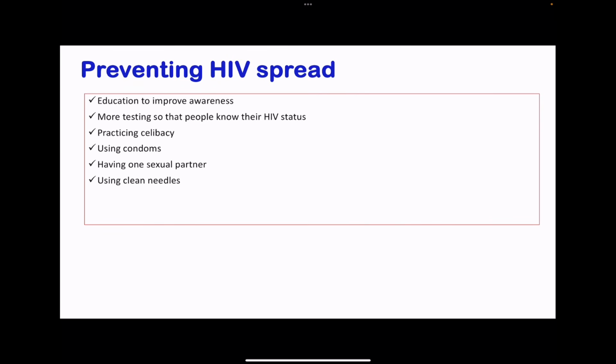HIV can be prevented by education to improve awareness. We could do more testing so that people can know their HIV status. People could practice celibacy, meaning not involving in any sexual intercourse, or they could use condoms. You could also do that by having one sexual partner or using clean needles for people like drug users and so on.